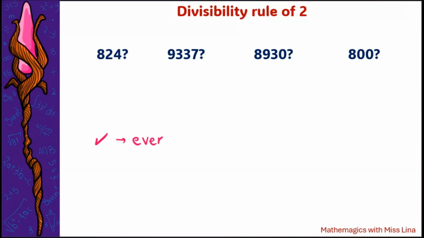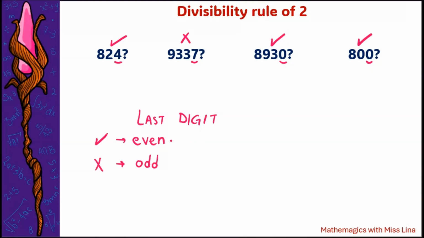We just need to check the last digit, okay? Last digit, that's it. And it's not going to be divisible if the number is odd. That's basically the rule. So in this case, the last digit is 4, so yes, we can divide it by 2. The last digit is 7. 7 is an odd number, so no. 0. 0 is an even number, so yes, we can divide it. And finally, 0 again. Yes, we can divide it by 2.